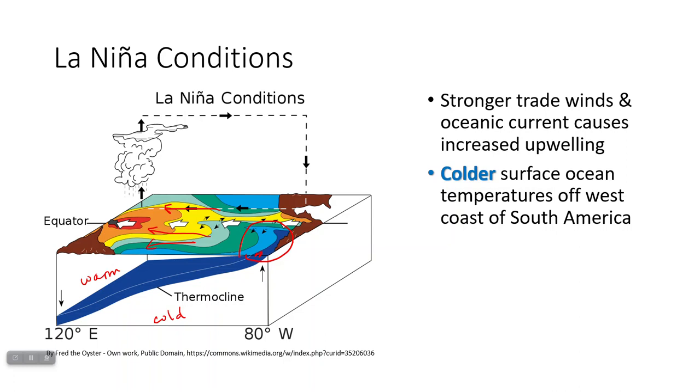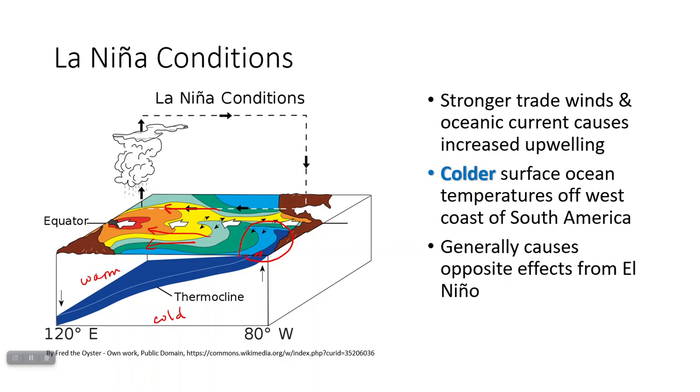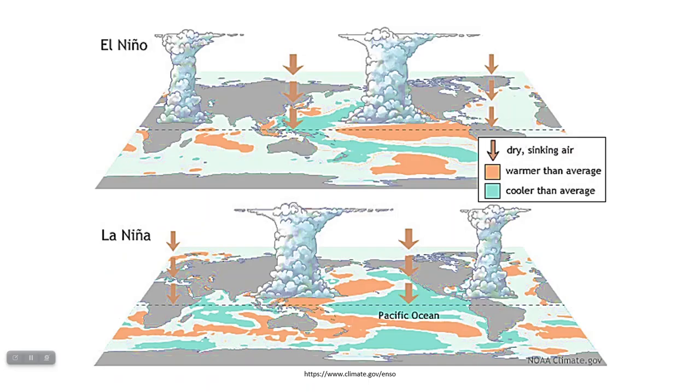So in general, an El Nino causes warmer ocean surface temperatures in the Pacific, and a La Nina causes the opposite, causes cooler surface ocean temperatures off the west coast of South America. And in general, for the most part, if you have one change happen in El Nino, you'll have the opposite effect happen during La Nina, which we'll talk about in a moment. So this is kind of a general graph showing you the changes in these general circulation patterns around the world.